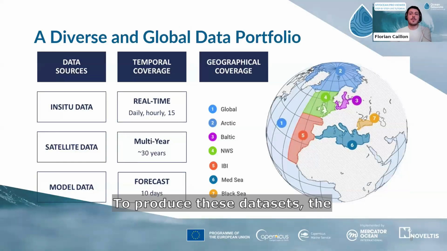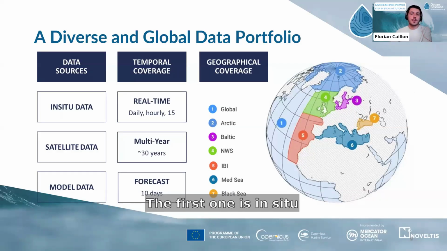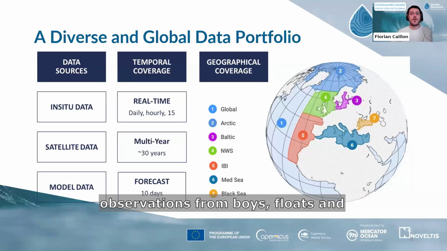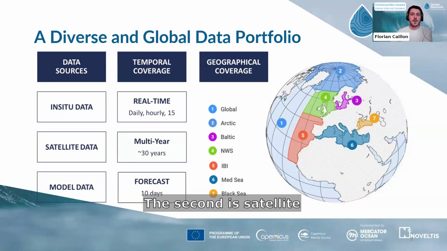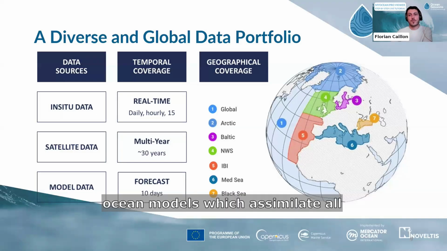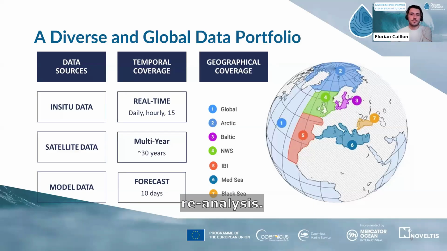To produce these data sets, the Copernicus Marine Service combines 3 complementary sources. The first one is in situ observations from buoys, floats, and research vessels, offering precise local measurements. The second is satellite observations, which provide global continuous coverage, and ocean models, which assimilate all observations and generate forecasts, analysis, and long reanalysis.